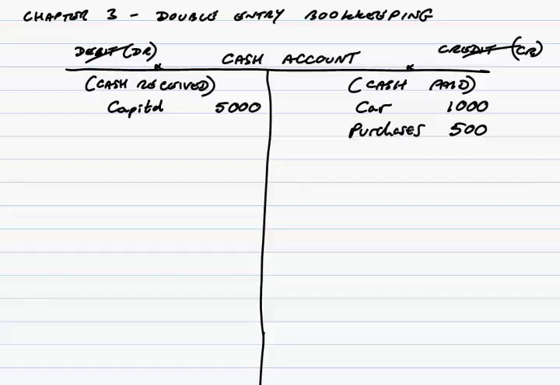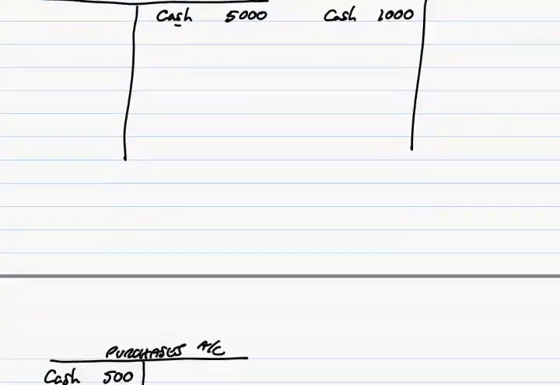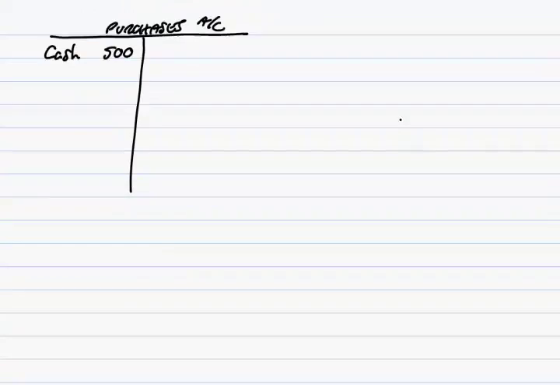D. We buy more goods for resale on credit. Of course, we just saw what happened when we bought goods for cash. We credit cash because we've paid cash, and we debit purchases. Well, if we've now bought more goods, fine. Debit purchases again, this time with 600. The total we bought so far is, of course, 1,100.